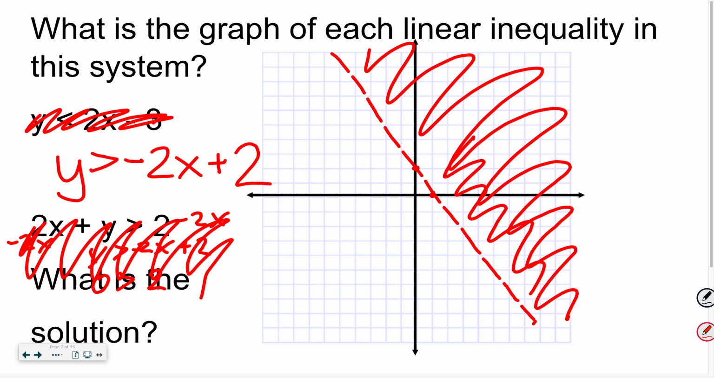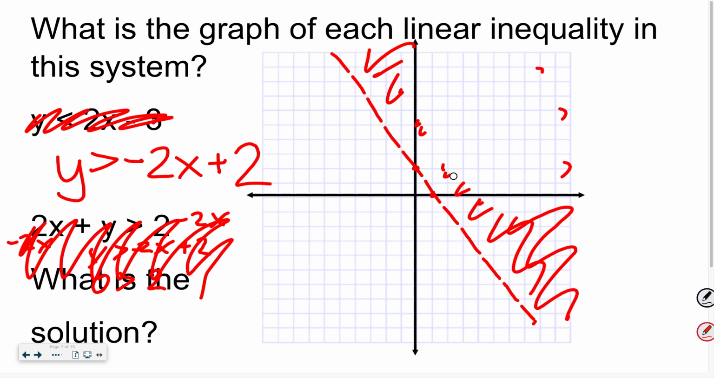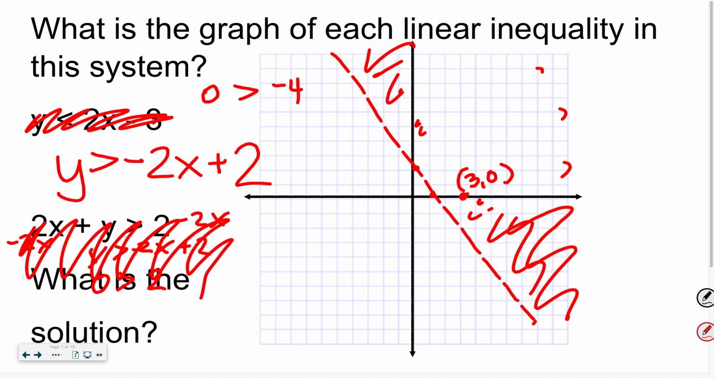So let's use some random points. We think that this whole side is our solution. So let's take some points here. What's a coordinate you see? Give me one. 3. 3 what? The coordinate. Let's do 3, 0. The point 3, 0, we think falls in our solution set. If x is 3 and y is 0, then 0 is greater than -6 plus 2, which is -4. Is that true? Yes. 0 greater than -4? Good. So this is one of our solutions.